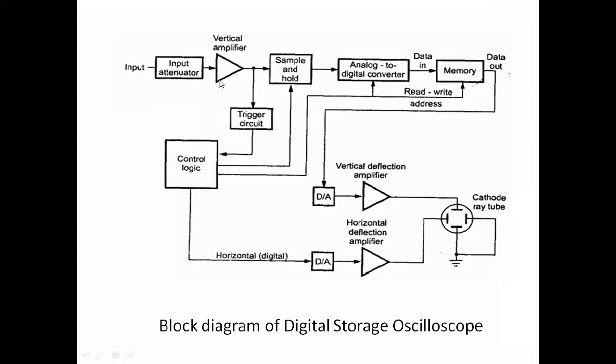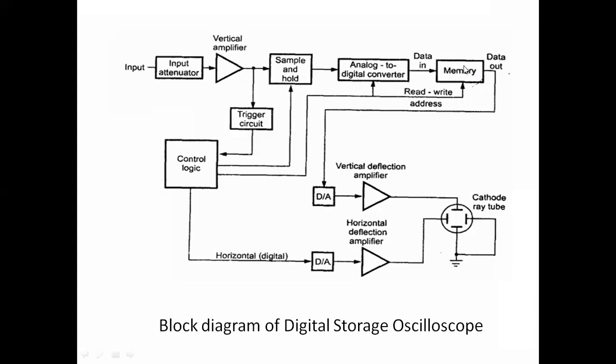The vertical amplifier amplifies the applied input signal, which is in analog form, and the analog signal will be converted into digital form. For that we have sample and hold circuits, and through that it is applied to the analog to digital converter. In the analog to digital converter, the output is in digital form, which we consider as data.